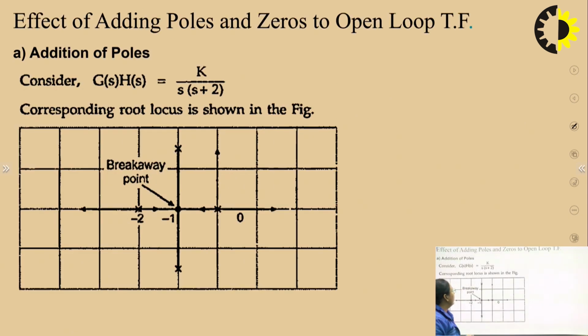Okay, next, coming to the effect of adding poles and zeros to the open loop transfer function. To explain the effect of adding poles, I am considering G(s)H(s) equal to k upon s into s plus 2. There are basically two poles in this open loop transfer function: one at s equals 0 and another at s equals minus 2. After solving, we get the root locus like this. This is the breakaway point, which is lying at minus 1.